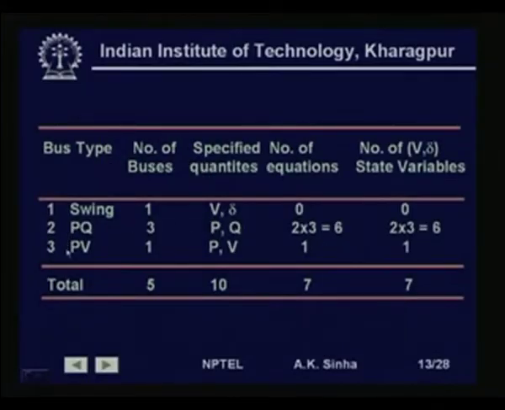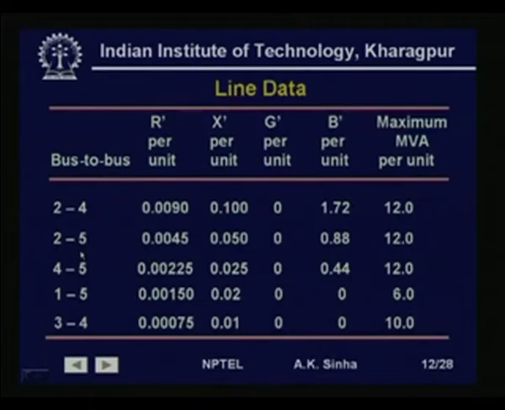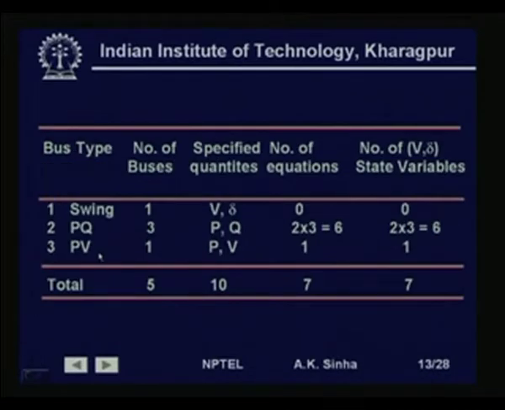Now, the other type of bus in this system is a PV bus. We have one PV bus in this system. We have bus number 3 as a PV bus. So, at this bus, what are the specified quantities? The real power injection is specified and the voltage magnitude is specified. So, what do we need to find out at this bus?